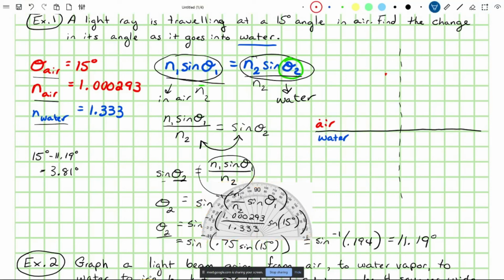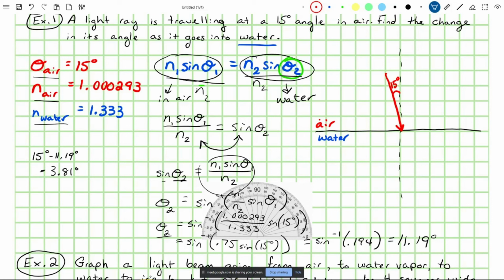Go back to our red. And again, this is 15 degrees from the normal. So I'm going to connect down to that starting point, and a light ray is traveling down. This is our 15 degree angle that we measured with the protractor. This is the light ray as it starts out. This is our starting light ray.